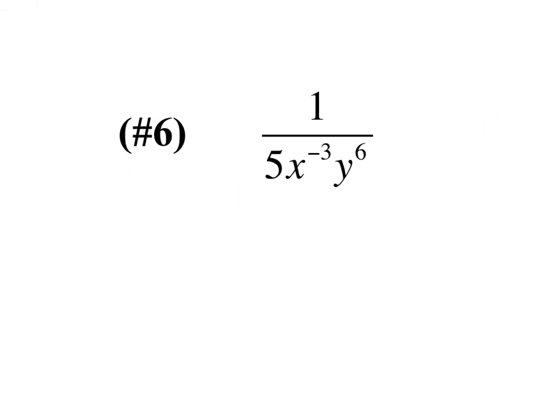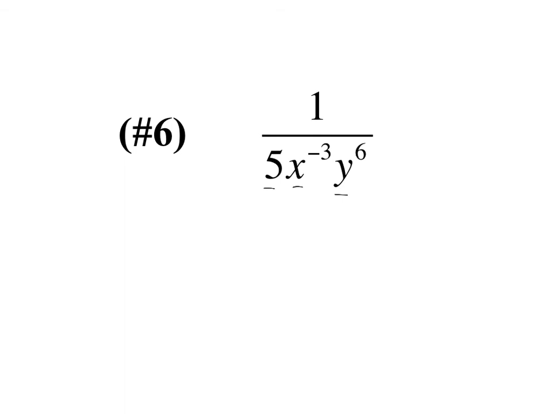All right, number 6, we have 1 over 5x to the third, y to the 6th. See how you do for this one. All right, any pow happening here? No. Anything to multiply straight across? No, these are all different bases here. We can't multiply them. Any negative or 0 exponents?